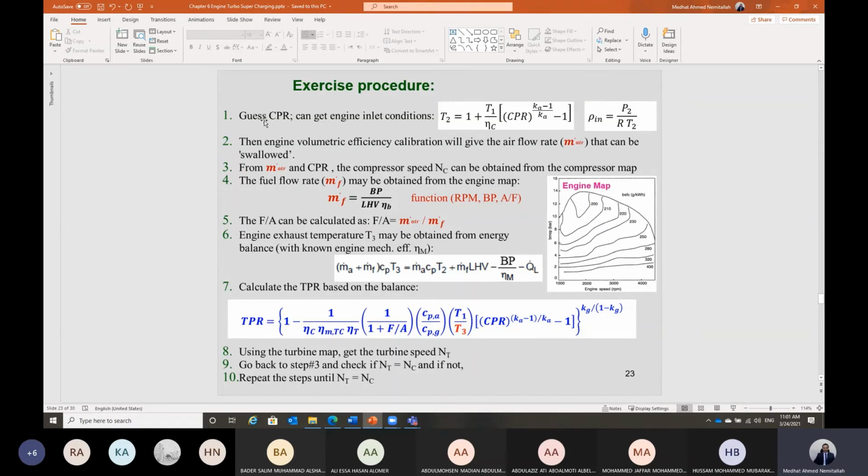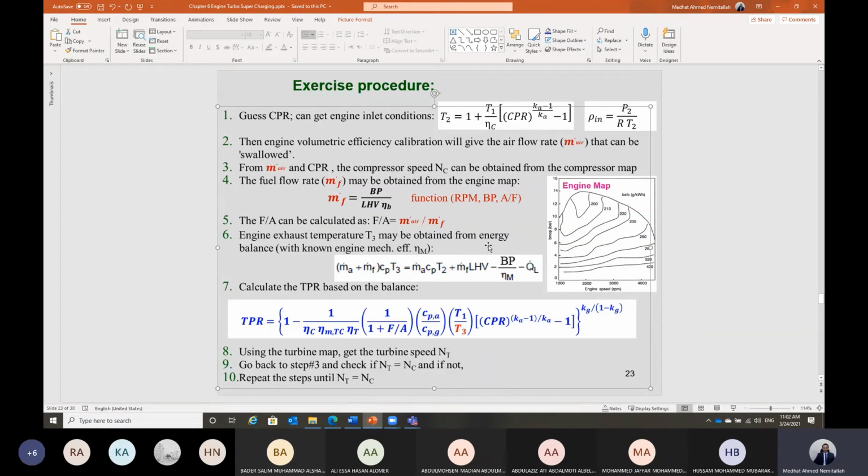Then in this case, I will go back to step number 1, assume a different value of compressor pressure ratio, and go through all steps until the RPM of the turbine is the same as the RPM of the compressor. And that should be the matching point that matches the operation of all the components in the system: the turbine, the compressor, and also the engine. Once we have the temperature T3 that we have calculated, the RPM of the turbine is the same as the RPM of the compressor.